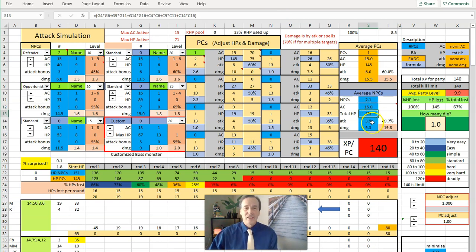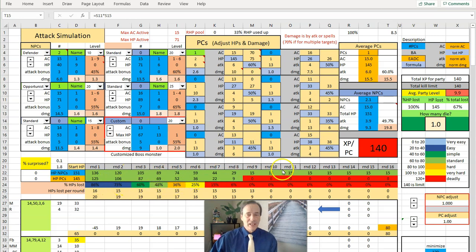Total hit points, equation, attack, attack bonus, damage. Here you'll see the percentage of success on hits. And down here you'll see the total damage that the NPCs can do per each round against this particular group of PCs. Okay. Now down here, this is going to be the simulation.